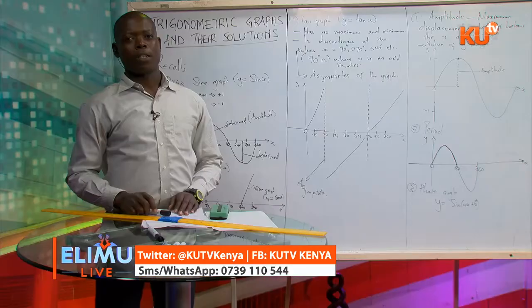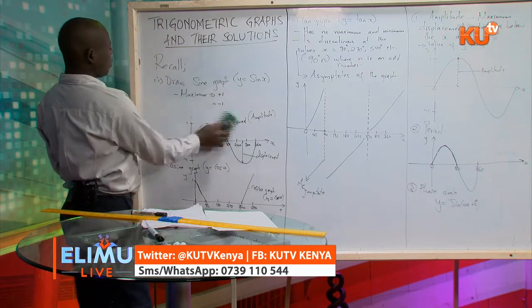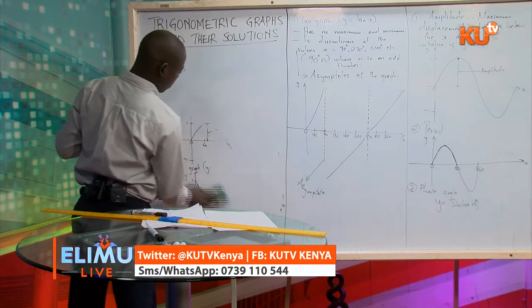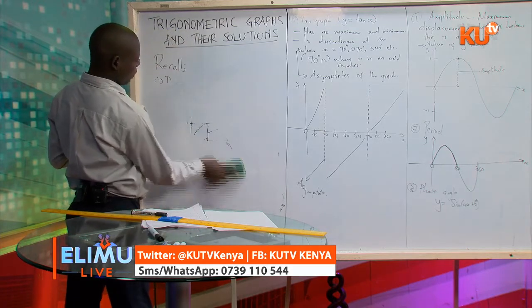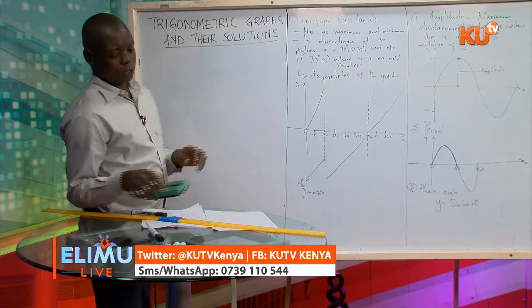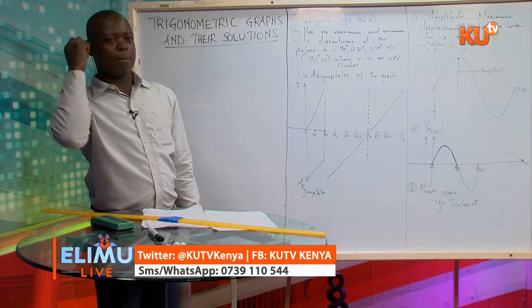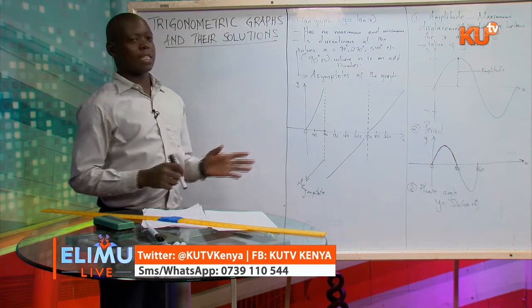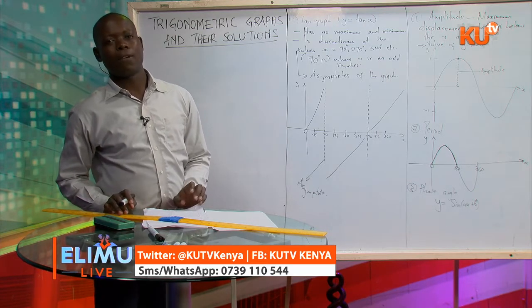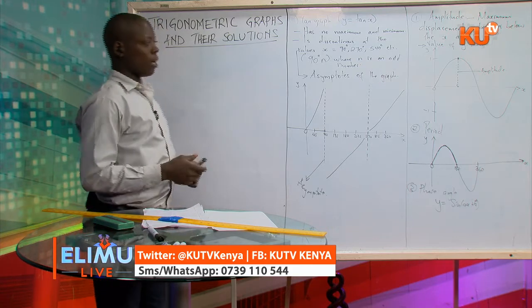So if you find a question in section 1 that requires you simply to determine the period, amplitude, and phase angle, then do not strain yourself. Simply follow the procedure. Number 1, identify the coefficient of the ratio, and that takes up the part of the amplitude. Number 2, identify the coefficient of x and divide 360 by it, and it will give you the period. And number 3, the phase angle is simply the angle either added or subtracted to what you are looking at.